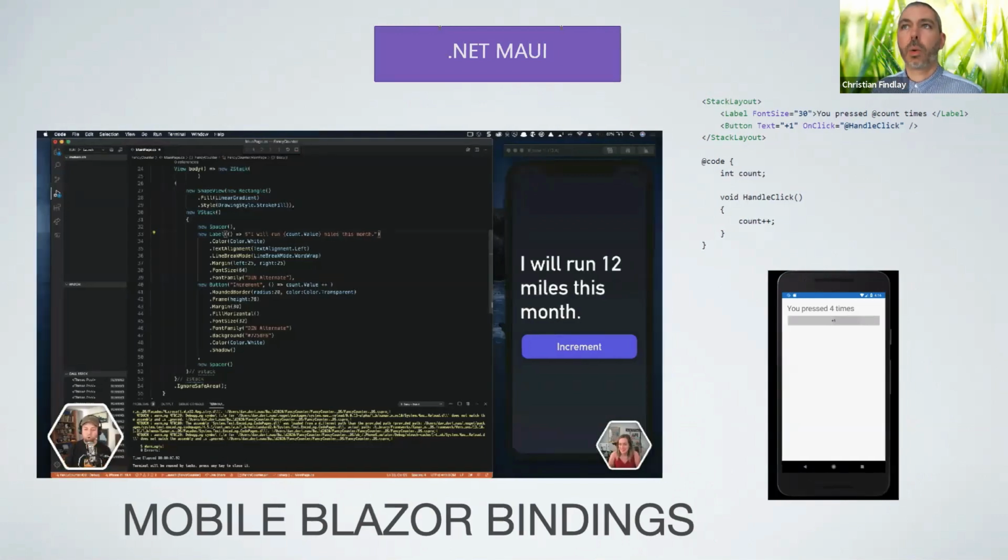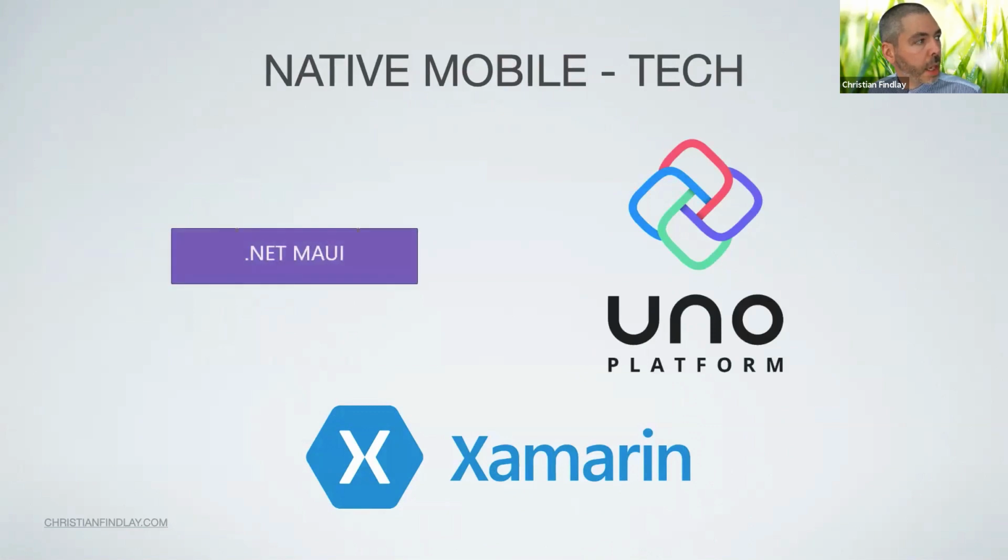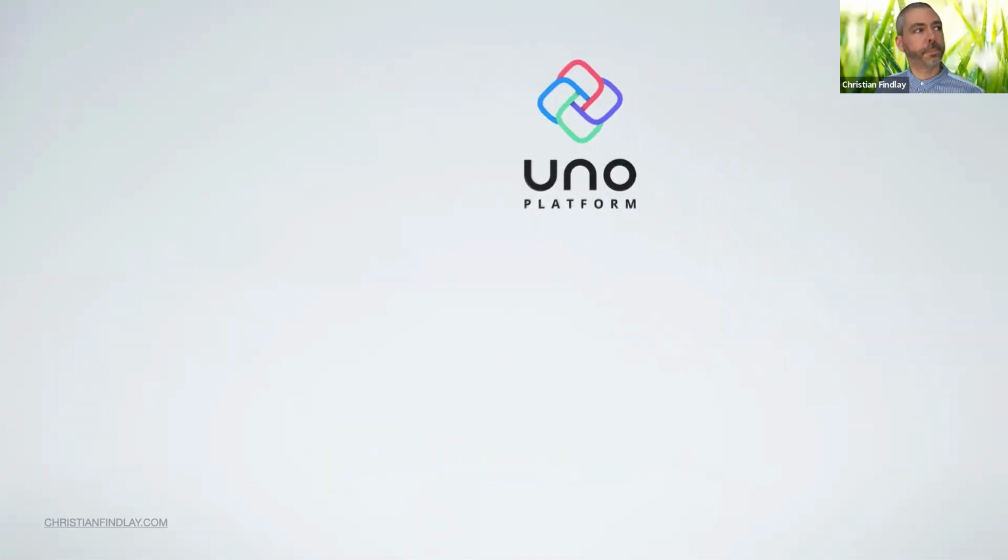Okay, go to the next slide. So we've got two platforms in the native mobile space: .NET MAUI and Uno. Back to that again. Now let's talk a little bit about Uno. Adam, if you could start off the next poll, that would be good. Yeah. Cool.